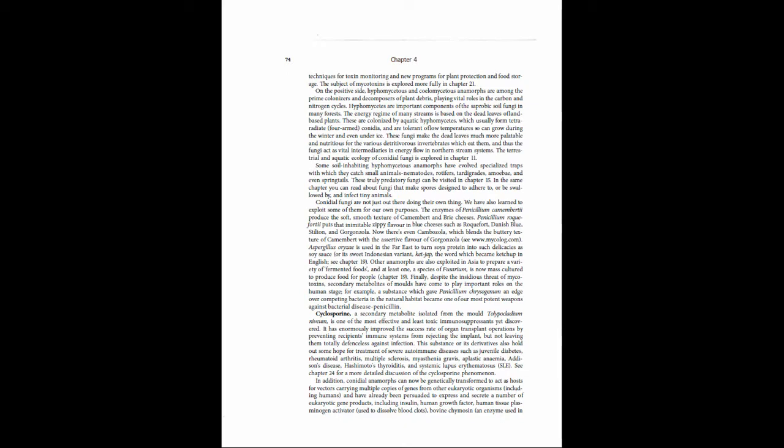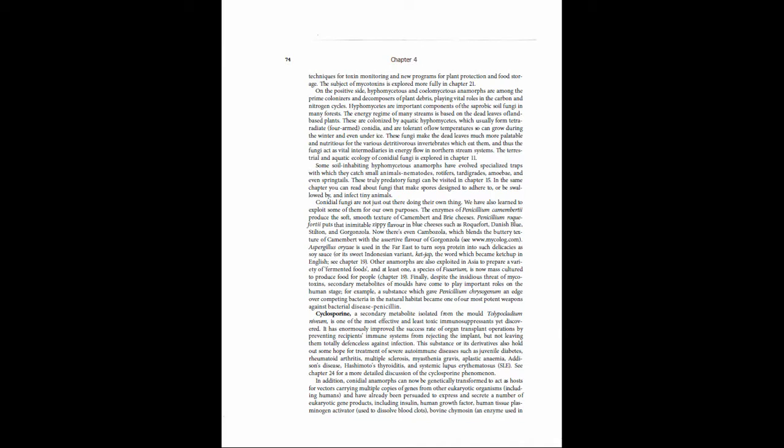Aspergillus oryzae is used in the Far East to turn soya protein into such delicacies as soy sauce, or its sweet Indonesian variant, ketjap, the word which became ketchup in English, see Chapter 19. Other anamorphs are also exploited in Asia to prepare a variety of fermented foods, and at least one, a species of Fusarium, is now mass cultured to produce food for people, Chapter 19.